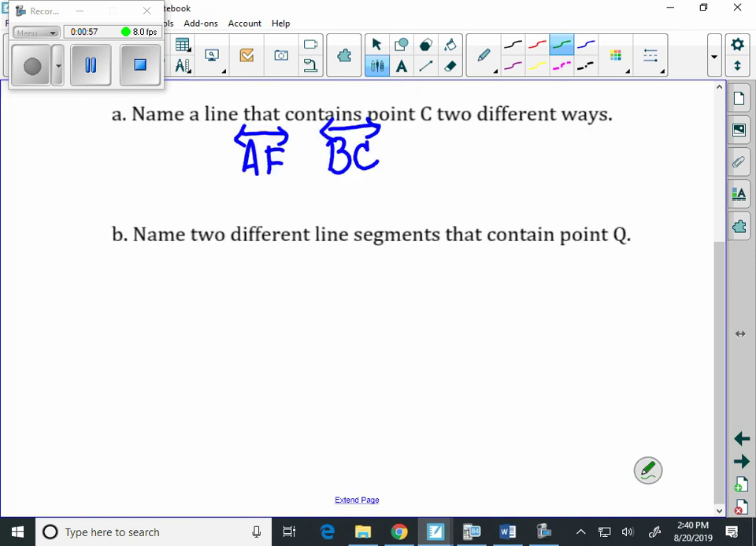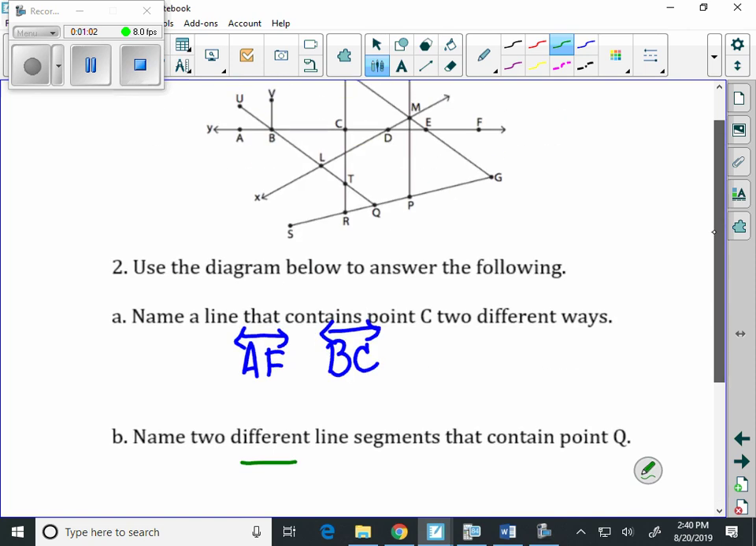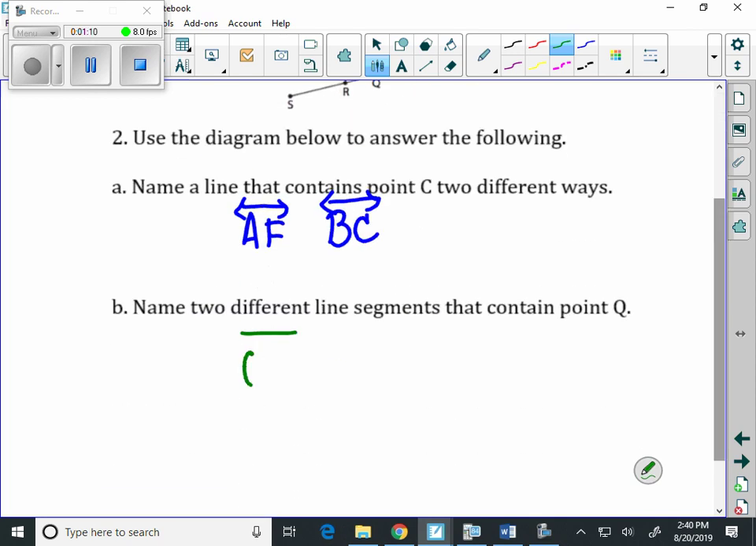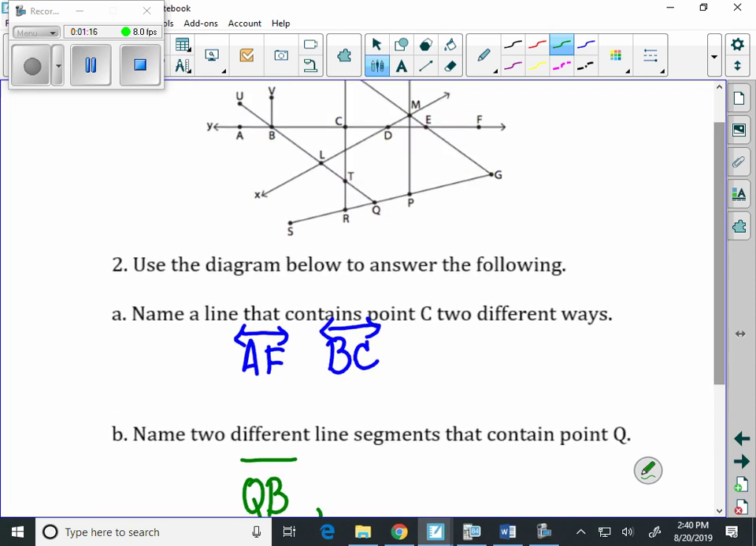So we want to be particular about our notation. It has to have the point Q in there. But how about QB? Look at the picture and make sure you see what I'm saying, QB. Or we could even do a line segment like SG.